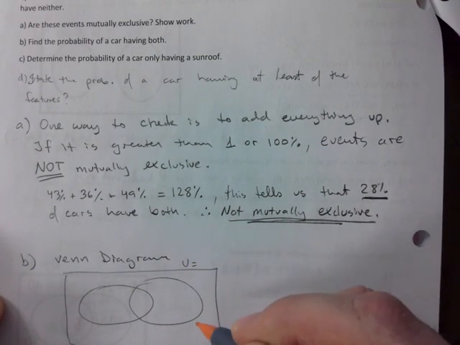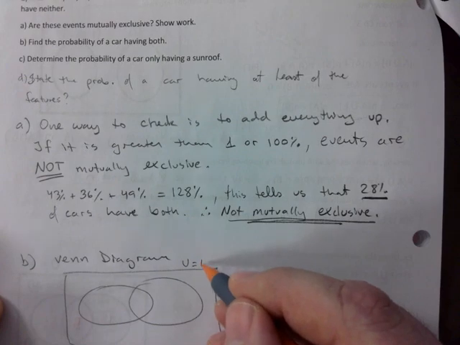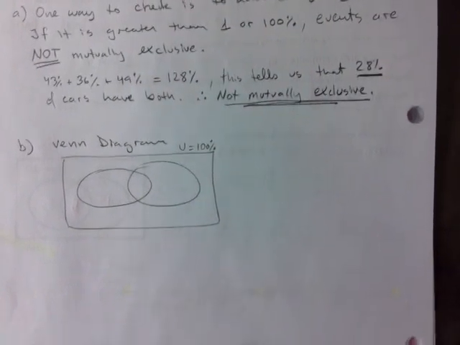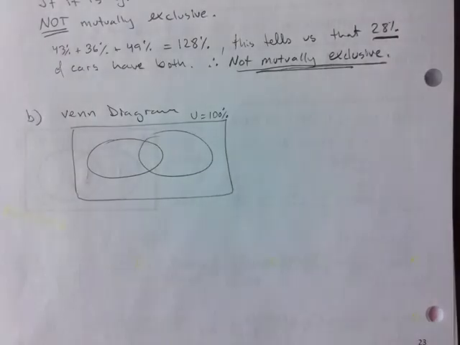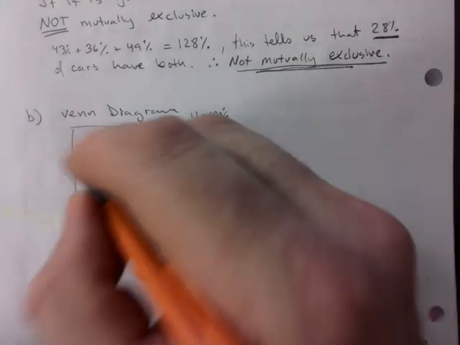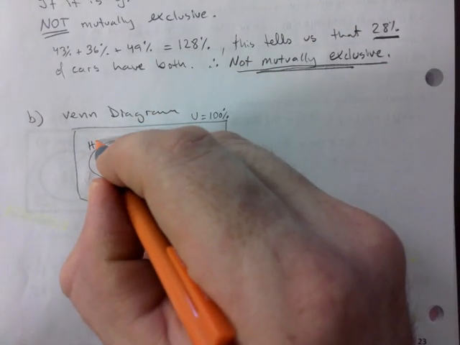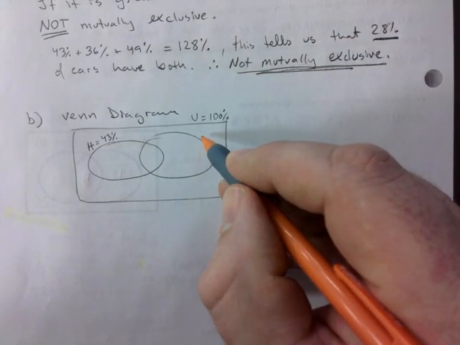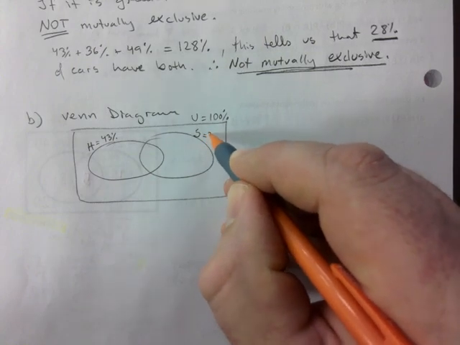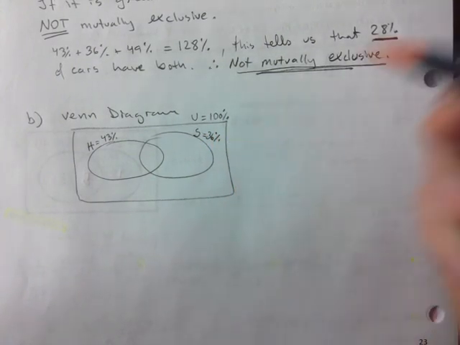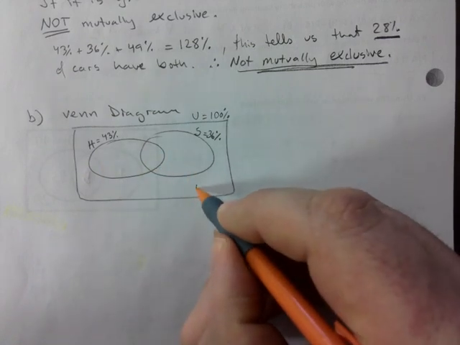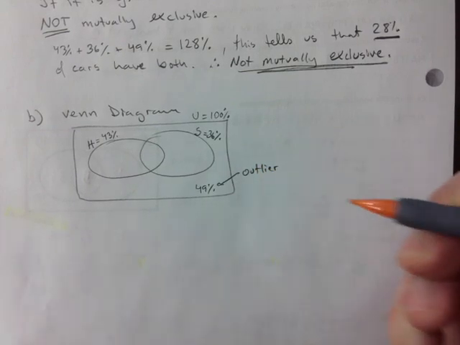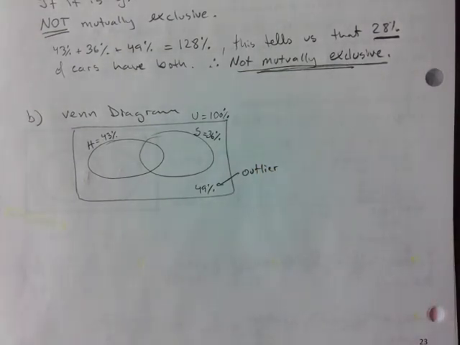What's my universal? It's probability. 100%. I'm off frame here. We know that, what are we going to call this? We're going to call this H for heated seats. We know we have 43% in there. And we have sunroof, S, that's 36%. And we have 49 that have neither. So those are my outliers. Don't forget about the outlier. It's given, so that's pretty handy.